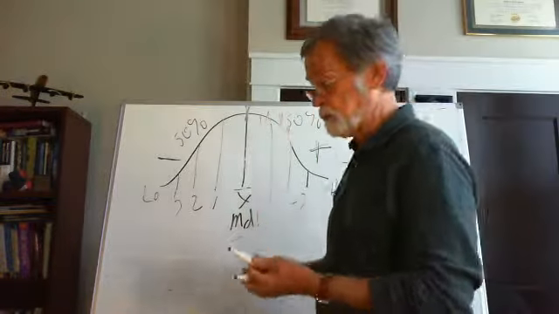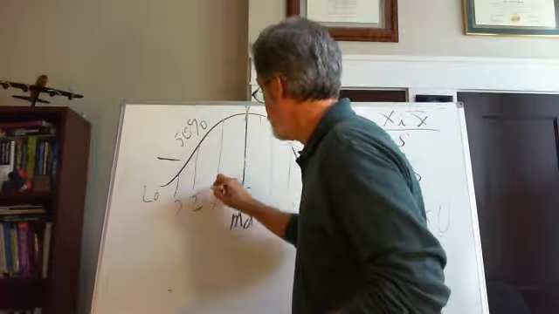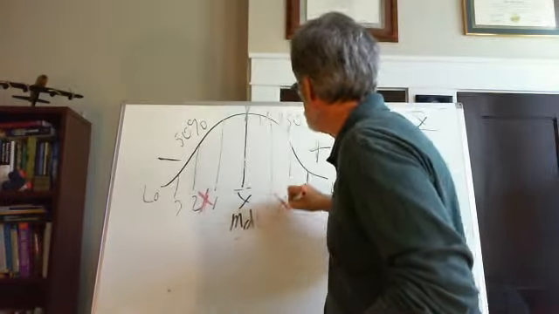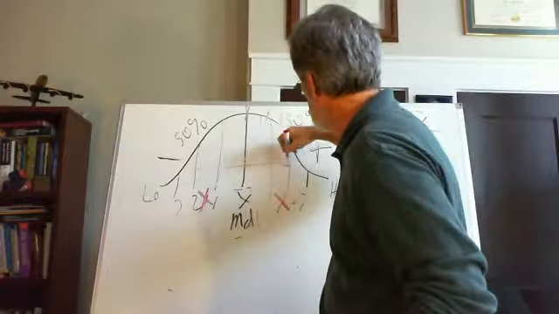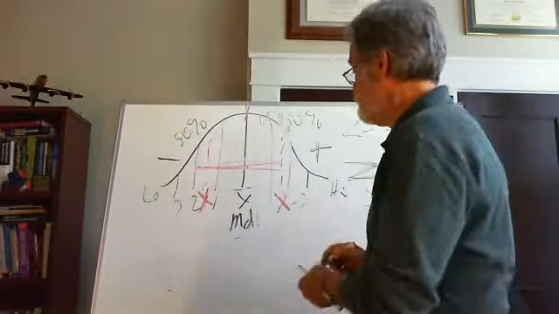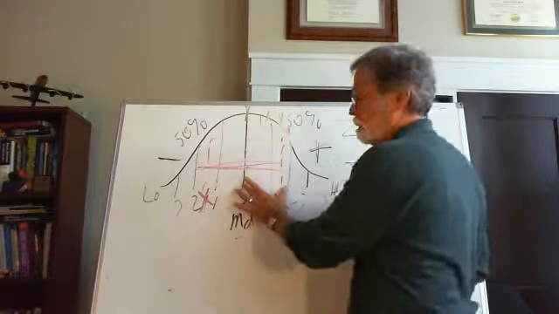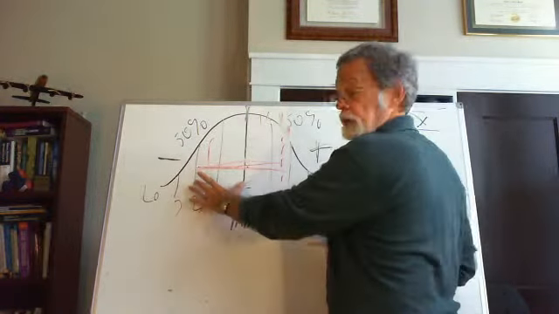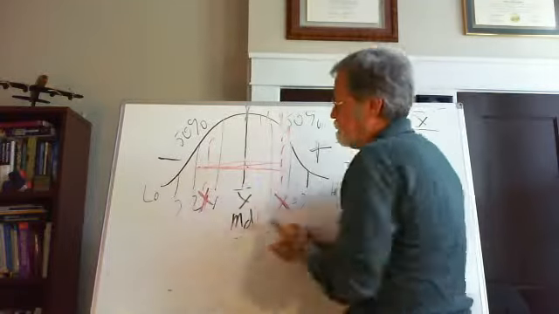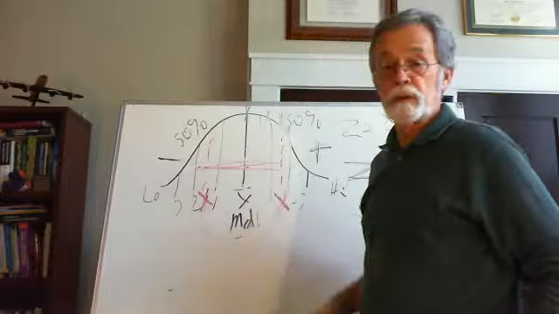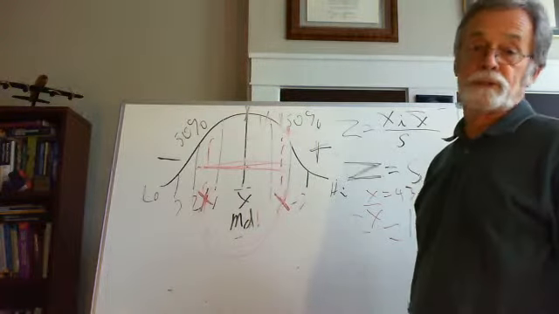If you want to find out, for example, how much lies between two z-scores on opposite sides, maybe we have an x here and an x here, and what we want to know is this. Then what we do is we simply take column B for this one and add it to column B for that one. And when you add the two column B's, you get the total amount of variation that lies between the two x's.